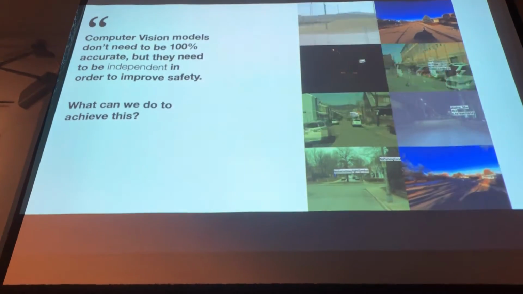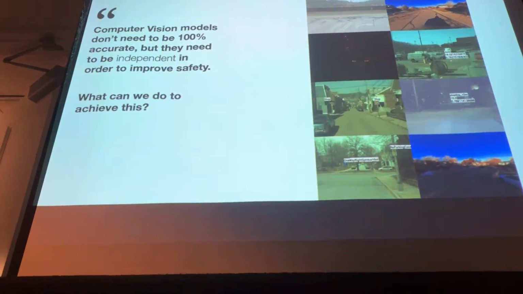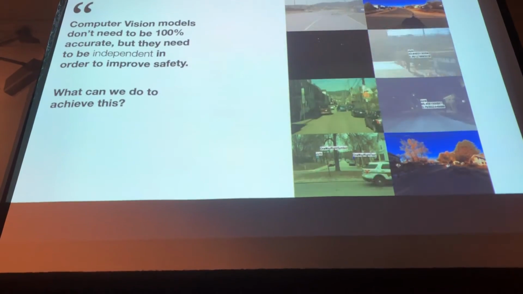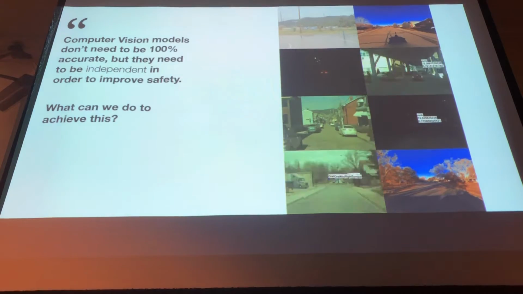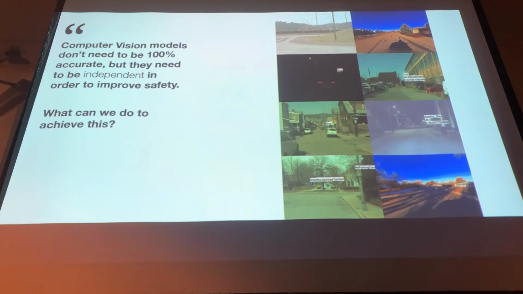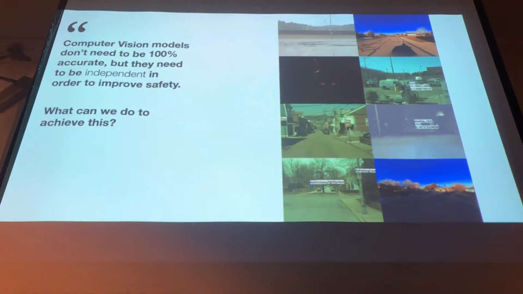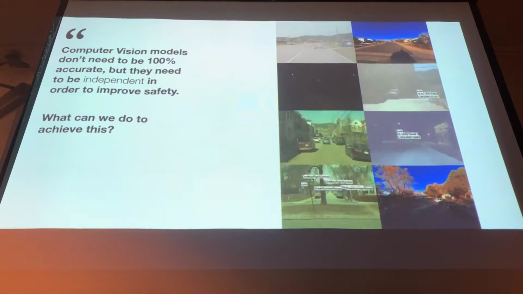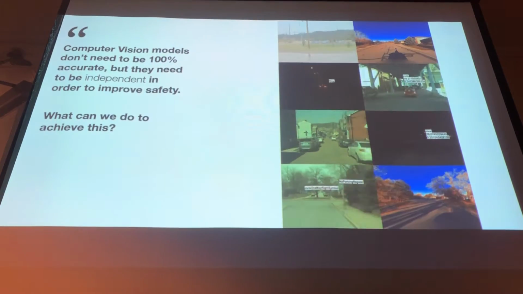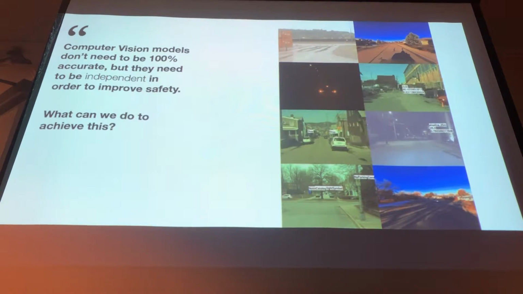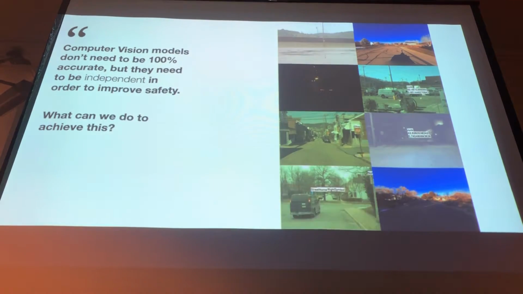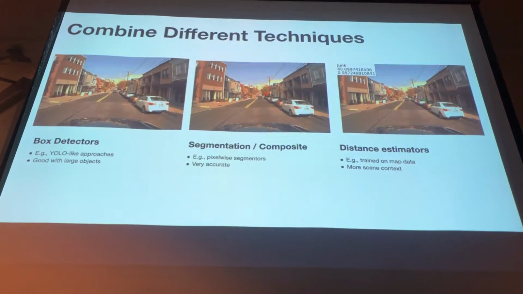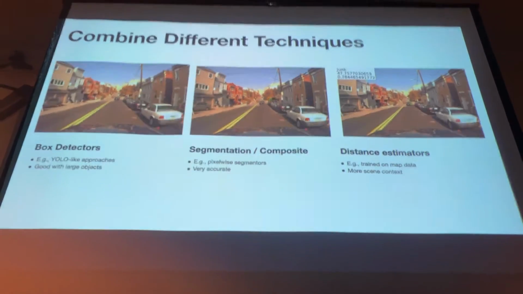So I'm kind of making a statement here. Computer vision models, they don't need to be 100% accurate to have value. But they need to be somewhat independent in order to improve our safety. And hopefully that makes sense now based on the little statistical exercise we did. So the question becomes, what can we do to achieve this independence? How can we come up with more computer vision algorithms that make things more independent from each other such that we drive that error rate down and down? So I propose some different ideas here.